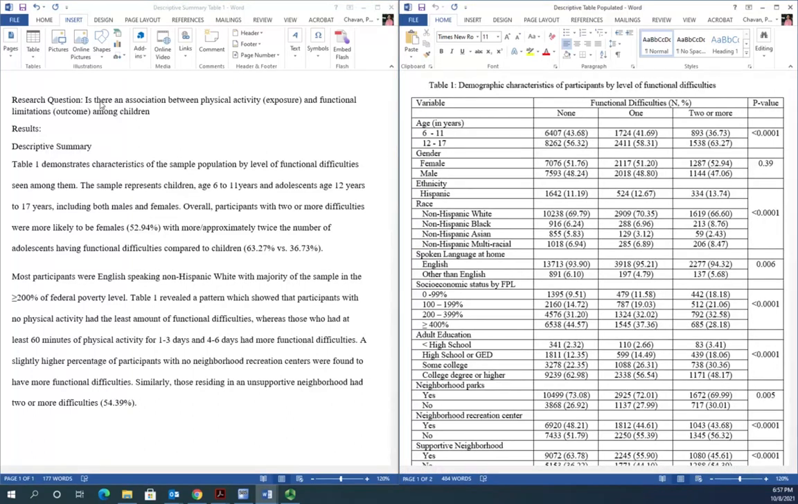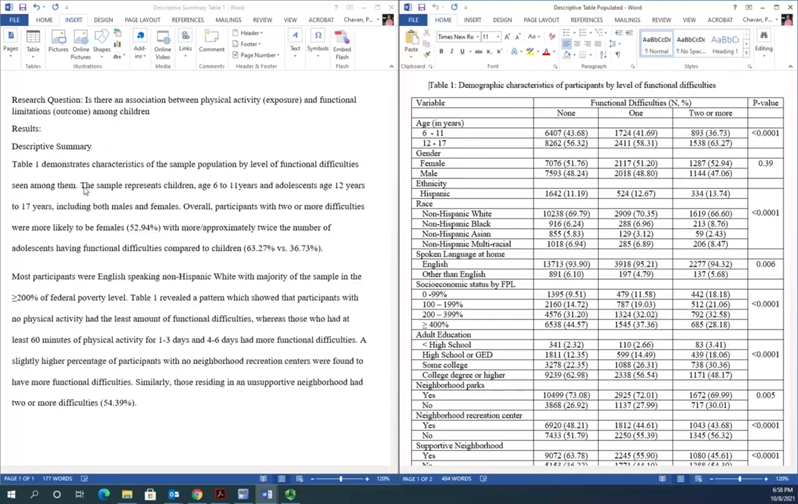Again, the research question over here is: is there an association between physical activity and functional limitations? When we are writing the descriptive summary, we can first start by telling the audience that Table 1, which is this table, demonstrates characteristics of the sample population by level of functional difficulties, right? These are functional difficulties which were seen among them. Second, this sample represents children 6 to 11 years of age and adolescents 12 to 17 years of age.